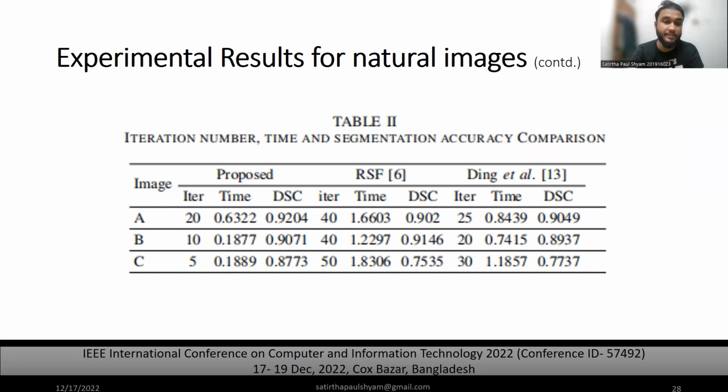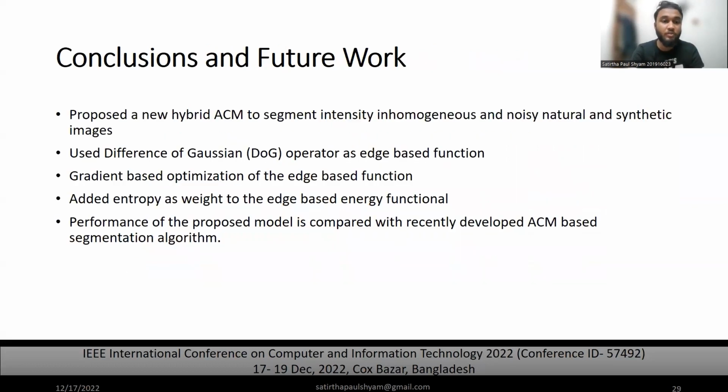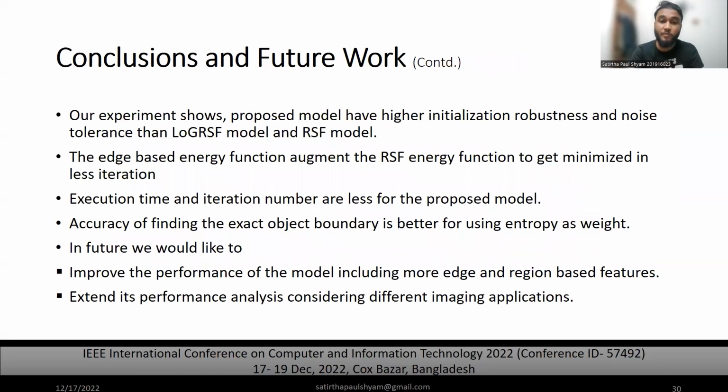That's an evaluation index basically. Here, in conclusion, we have proposed a new hybrid ACM to segment intensity inhomogeneous and noisy natural images. We use the DoG operator as the edge-based function. Gradient-based optimization of the edge-based function is done. We added entropy as weight to the edge-based energy functional. Our experiments show the proposed model has higher initialization robustness and higher noise tolerance. The edge-based energy function augments the RSF energy function to get minimized in fewer iterations. Execution time and iteration number are less for the proposed model.